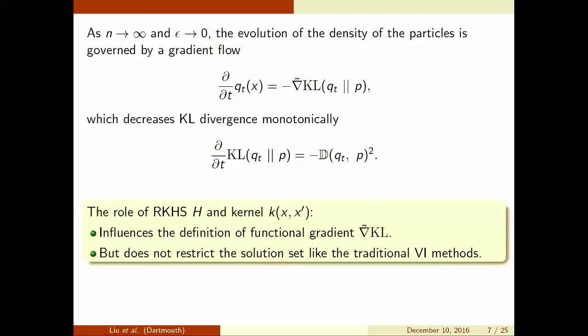I want to talk a little bit about the role of the kernel that we used. It turns out the kernel defines the functional gradient of the KL divergence, but it doesn't actually restrict the solution set of the optimization. This is very different from traditional variational inference, which defines a parametric set for your solution. The drawback of the traditional method is that even if you already have the ground truth, the approximation will draw it back towards a bad solution. In our case, no matter what kind of kernel you use, once you get the true solution, it will stay at the true solution.